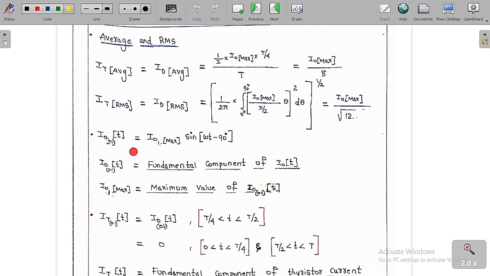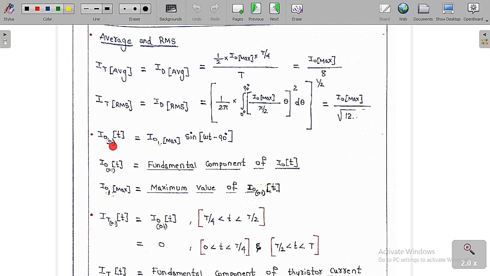If you want to know the fundamental, as the output current is a square wave, or we can say a periodic signal, if you expand it in terms of a Fourier series, we get a fundamental component. The fundamental component of the output current is equal to the maximum value of the fundamental component of the output current into sine of omega t minus 90 degree, because it is going to lag the source voltage by 90 degree.